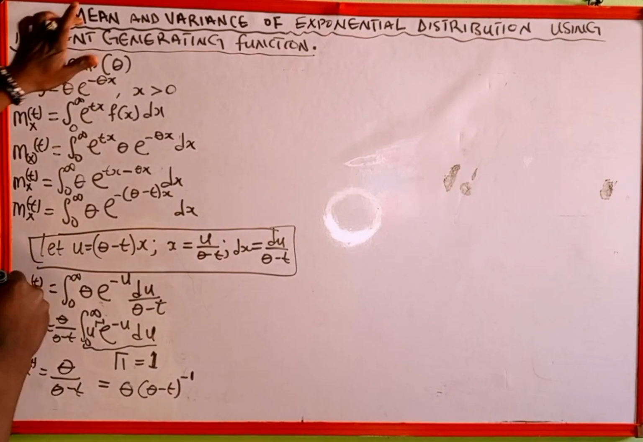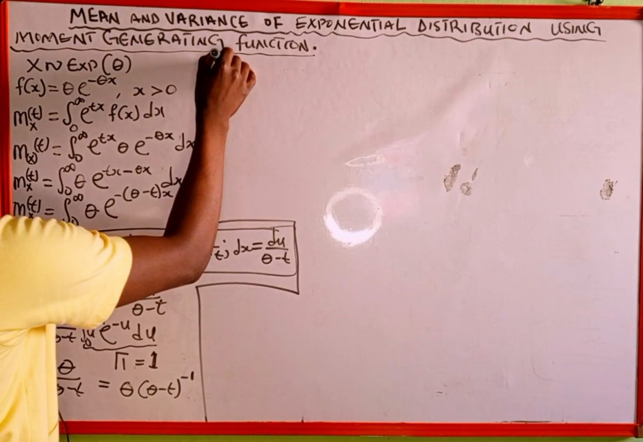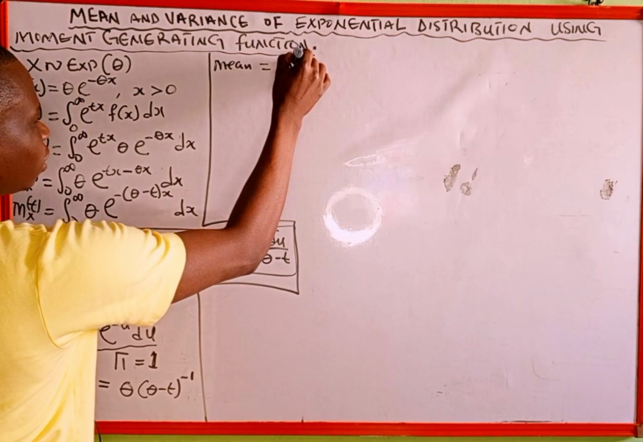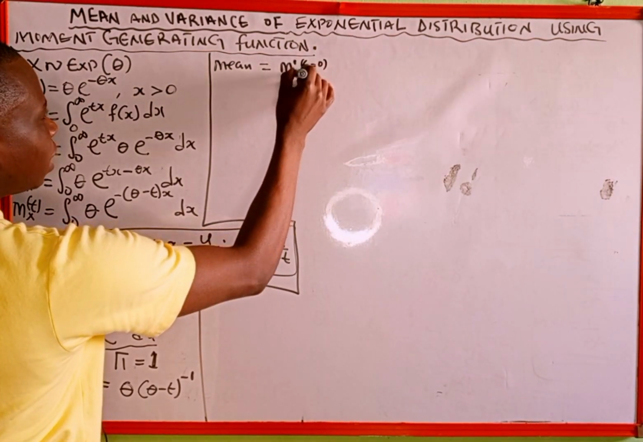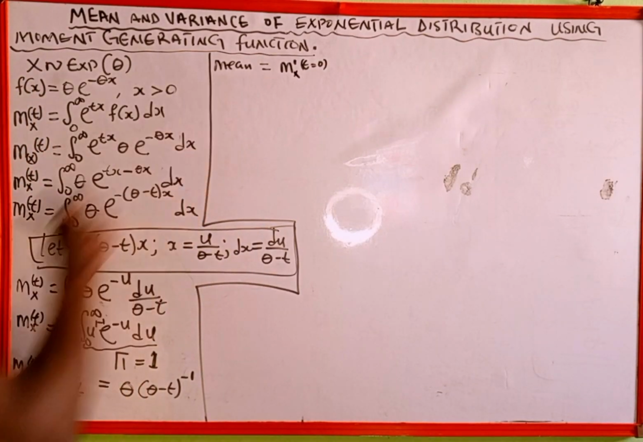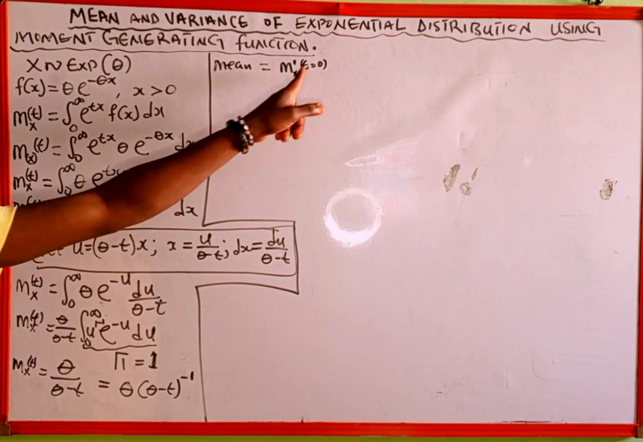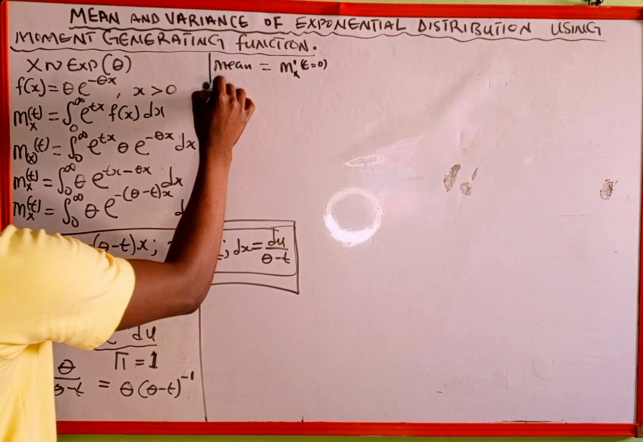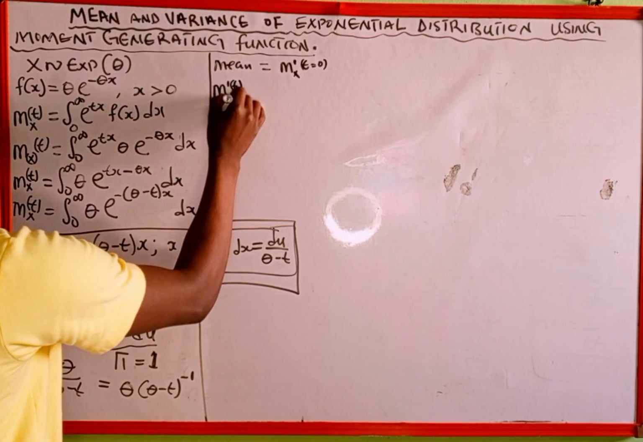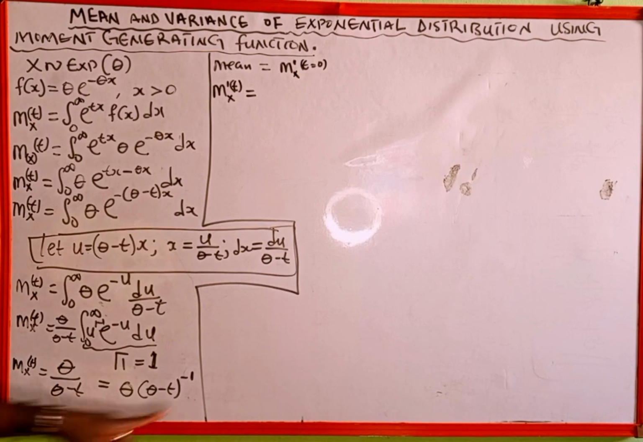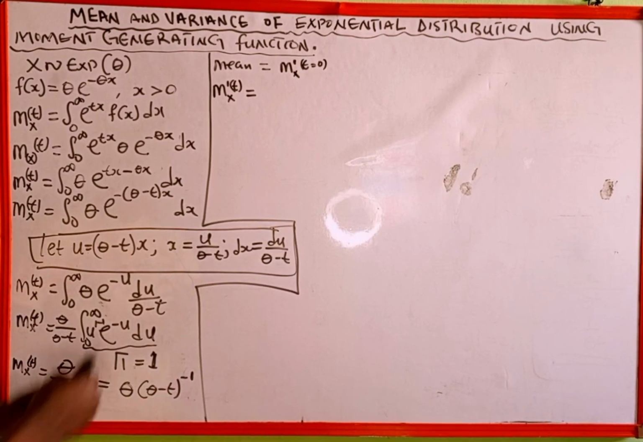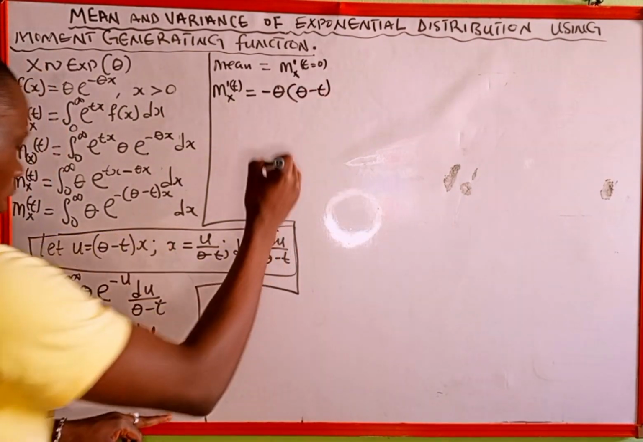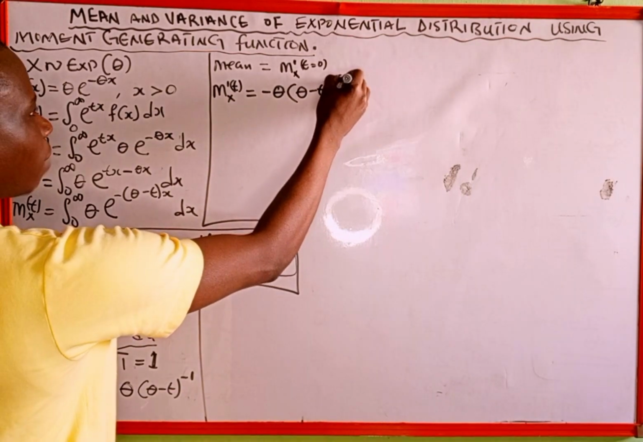Now, remember, we are asked to find the mean and the variance. To get the mean, we take the first derivative of the moment generating function at t equal to 0. What is implied is that we differentiate this once with respect to t, then substitute t equal to 0. So the mean, which is M sub x first derivative of t, is equal to, if we differentiate using the power rule, minus 1 multiplied by theta, which gives us minus theta. Then we copy the bracket, theta minus t, raised to the power of minus 1 minus 1, which is minus 2.